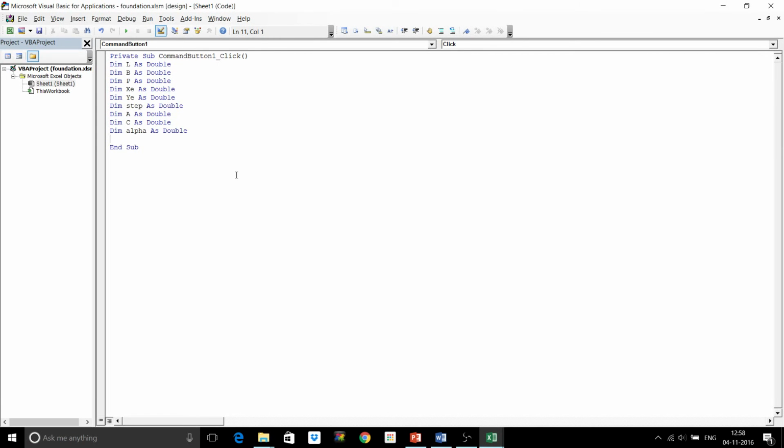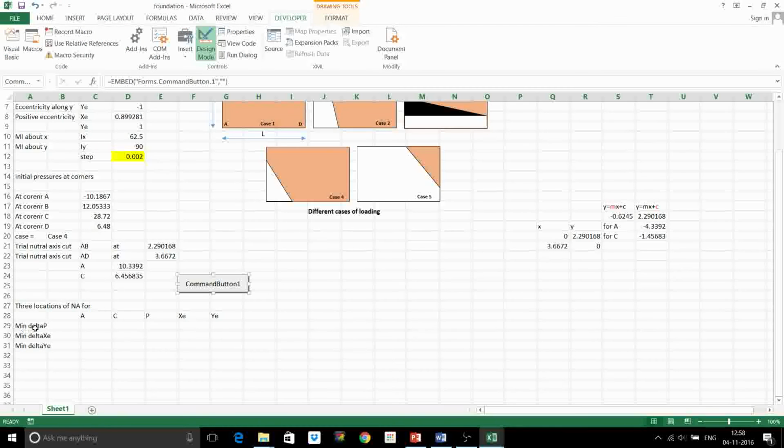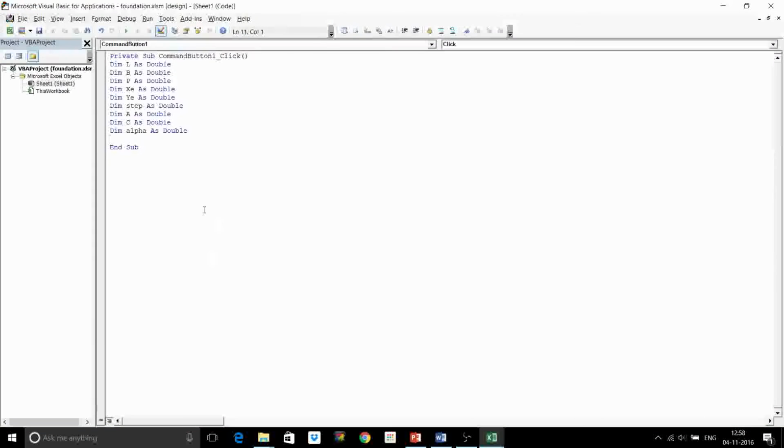Okay. Here I have taken minimum delta P, delta X, delta Y for A. So I have to define one set of that also. Dim delta P1 I will consider as double, delta XE1 as double, and dim delta YA1 as double. Okay. So from where we are going to get the values for these variables? So start getting those values.